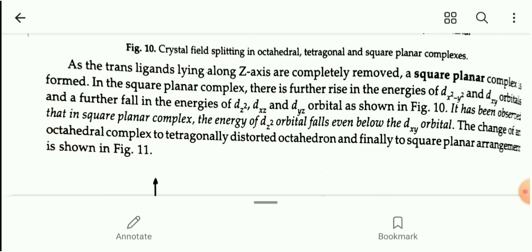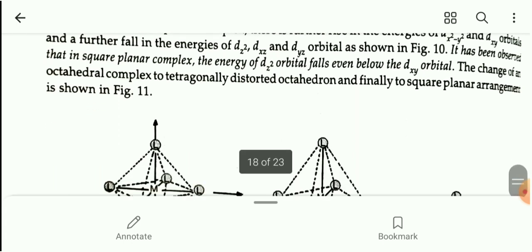It has been observed that in a square planar complex, the energy of the dz square orbital falls even below the dxy orbital. The change of an octahedral complex to a tetragonally distorted octahedron and finally to a square planar arrangement is shown in figure 11.